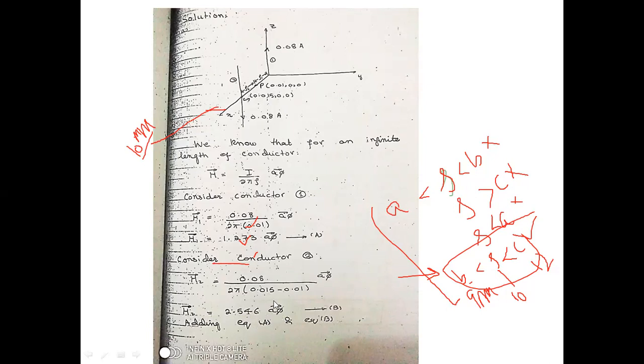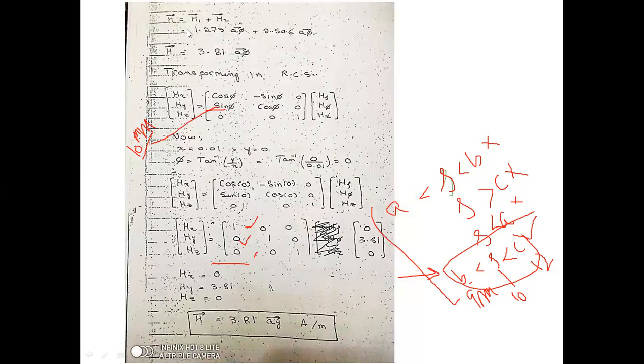Now adding these two equations, h is equal to h1 plus h2. So by adding these two, we will get 3.81 in the direction of a phi. Now this is in the cylindrical coordinate system, so we will transform it into the rectangular coordinate system.